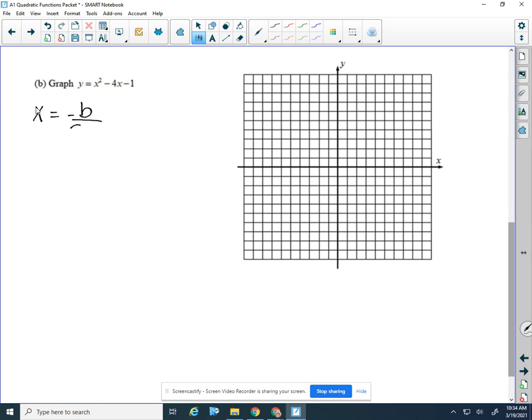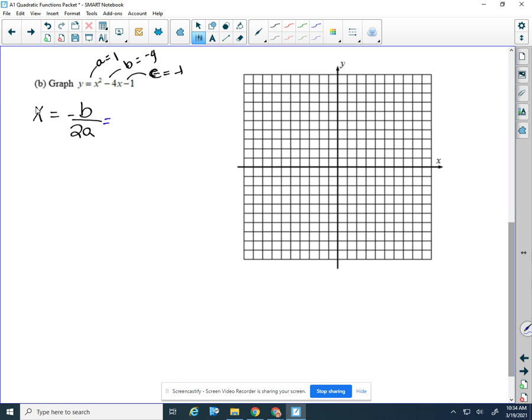That's the middle part of our table. X equals negative b divided by 2 times a. A is 1, b is negative 4, and c is negative 1. That's a c. Remember, we don't care about c though right now. So this one's kind of tricky.